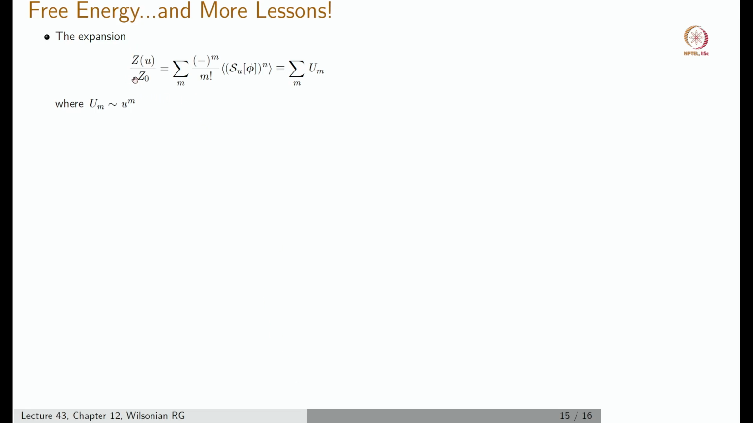So now we expanded Z(u), and we computed this up to order 2, but we can in principle compute it up to any order. So let's say we go to the mth order and compute this quantity. Let us just call it formally U_m. And so U_m will be proportional to little u, our dimensionless coupling constant of the phi-to-the-4 term, to the power m. That is just straightforward.